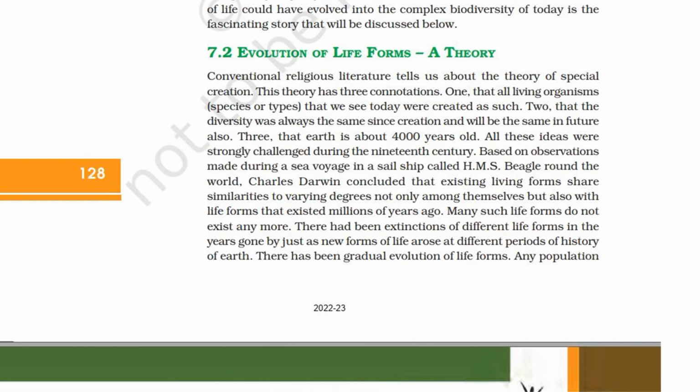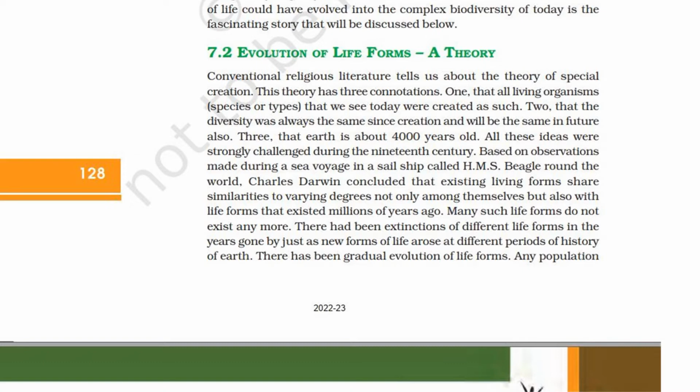Evolution of life forms, a theory. Conventional religious literature tells us about the theory of special creation. This theory has three connotations. 1. That all living organisms, species or types that we see today were created as such. 2. That the diversity was always the same since creation and will be the same in future also.